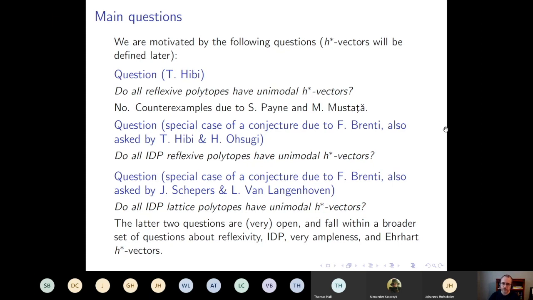But these are problems I've been thinking about for a while. And to be honest with you, I don't really have a good sense of whether the answer is yes or no. It kind of changes every few months, whether I think the answer is yes or no.